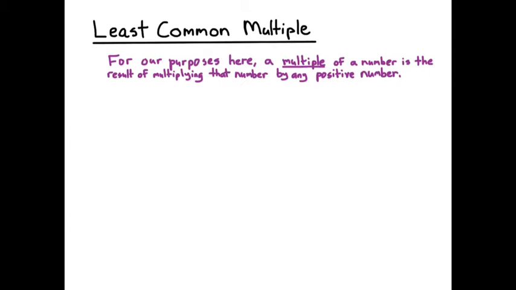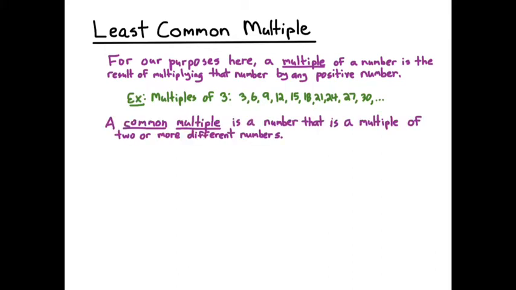For our purposes here, a multiple of a number is the result of multiplying that number by any positive number. So in other words, here's an example. Multiples of 3, we have 3, 6, 9, 12, 15, so on and so forth. 3 times 1 is 3, 3 times 2 is 6, 3 times 3 is 9, so on and so forth. Just keep counting by 3. A common multiple is a number that is a multiple of 2 or more different numbers. So we're looking at 2 different numbers that share the same multiples.